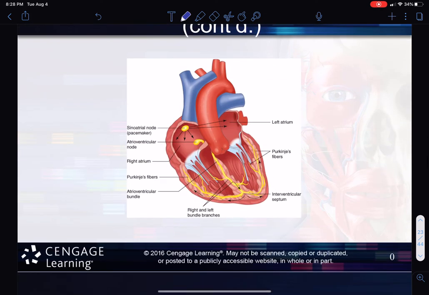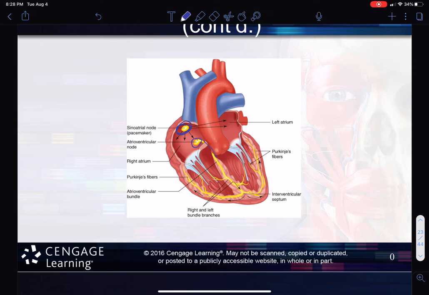Here's a nice picture. First, the SA node over here, sinoatrial node. It's not really quite as central between the two atria as you would imagine it to be, but it's pretty close. But it's very near the AV node, and then the AV node just sits relatively center in between the two ventricles, but superior to the two ventricles.